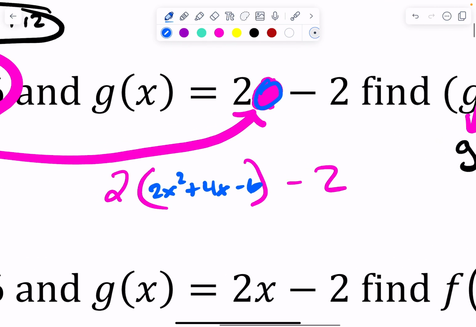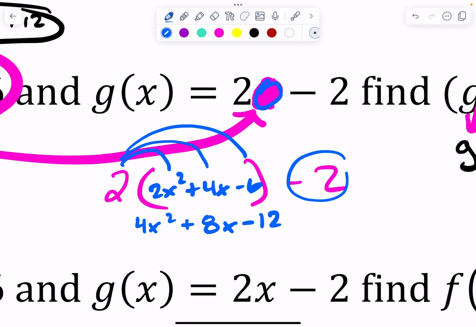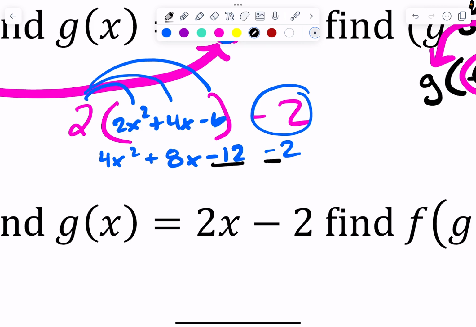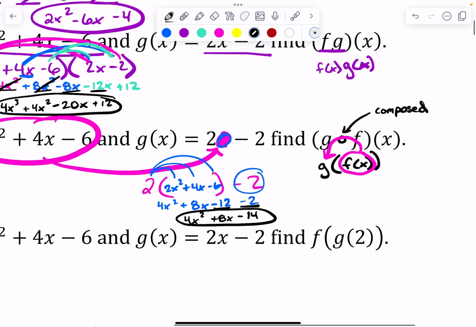And now I'm just going to simplify as much as I can. I can distribute the 2 through. So 2 times 2x squared is 4x squared plus 8x minus 12. Then I've got this minus 2 afterward that I'm just going to let chill. The only other thing I need to do is combine these two. So 4x squared plus 8x minus 14 is what it is, and that was g composed of f of x. We're taking the f of x and sticking it inside of the g.